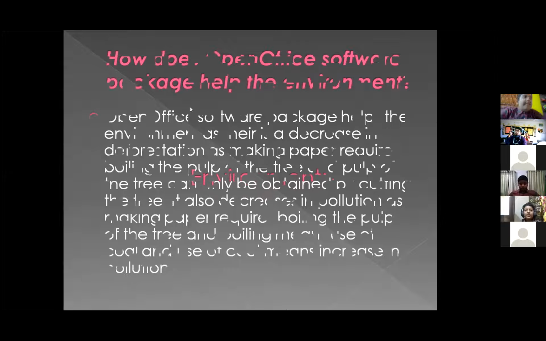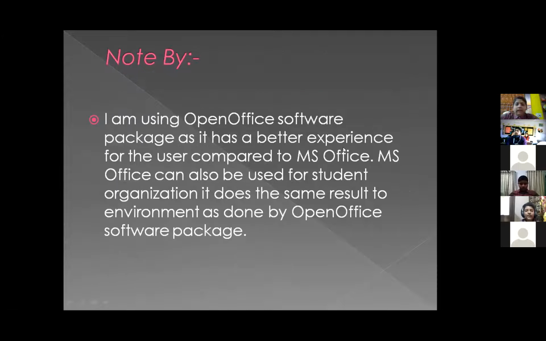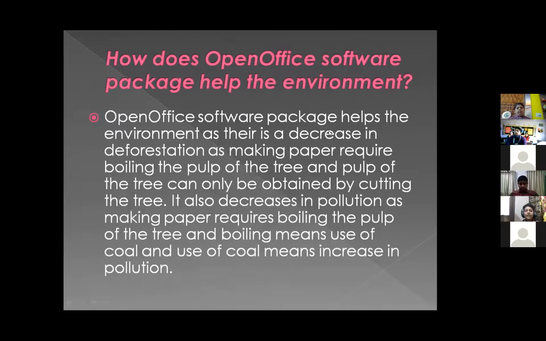Environment. How does the OpenOffice software package help the environment? It helps the environment as there is a decrease in deforestation, as making paper requires the boiling of pulp of the tree, and pulp of the tree can only be obtained by cutting the tree. It also decreases pollution, as making paper requires boiling of the pulp, and boiling means the use of coal, and use of coal means an increase in pollution.